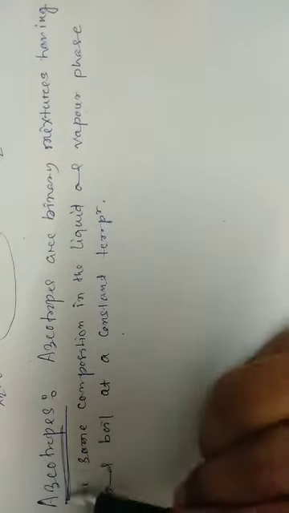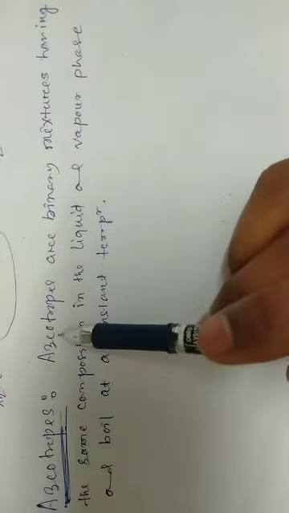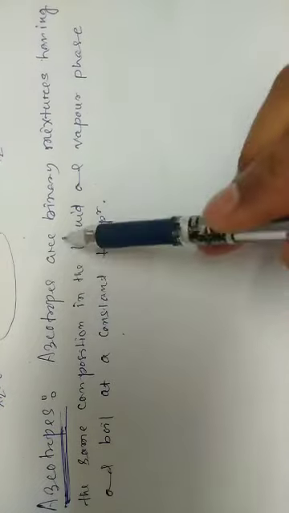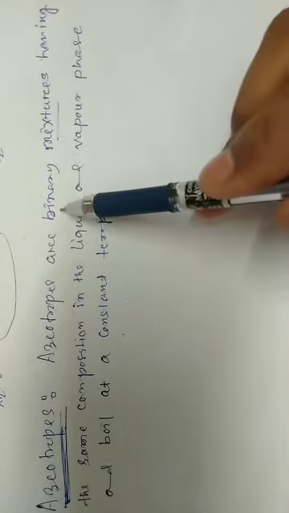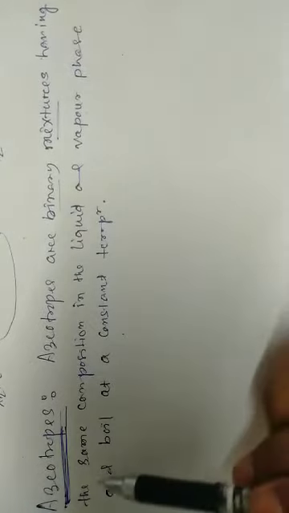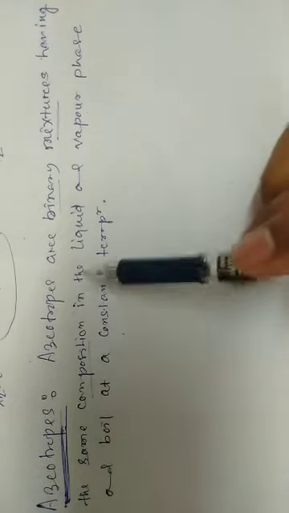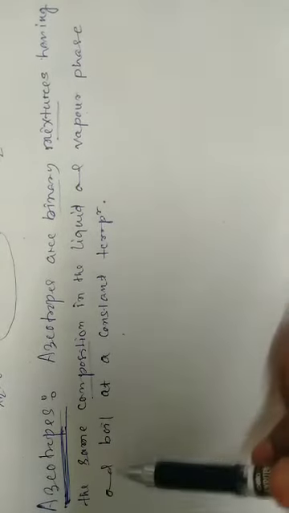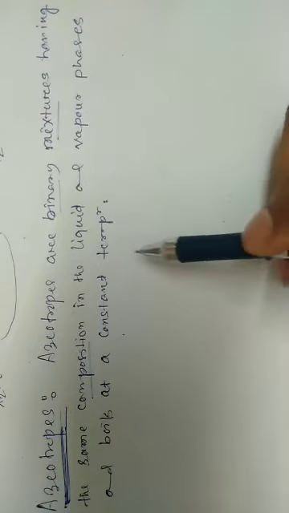So one more topic, azeotropes. Some liquids form azeotropes. So what are the azeotropes? Azeotropes are binary mixtures. Binary mixture means a mixture having two components. So azeotropes are binary mixtures having the same composition. Having the same composition means concentration in the liquid and vapor phases, and boils at a constant temperature.